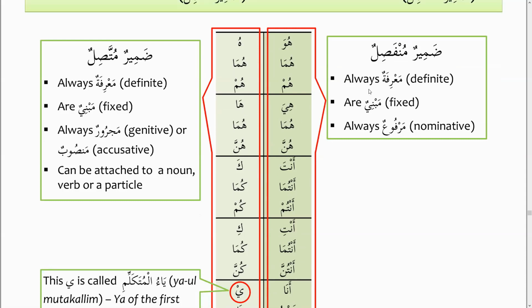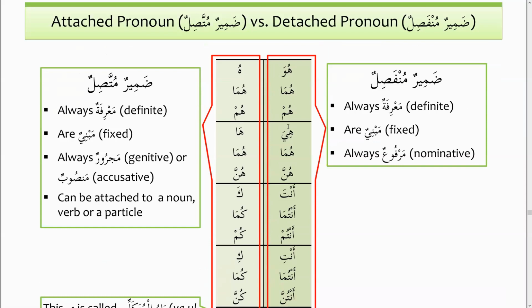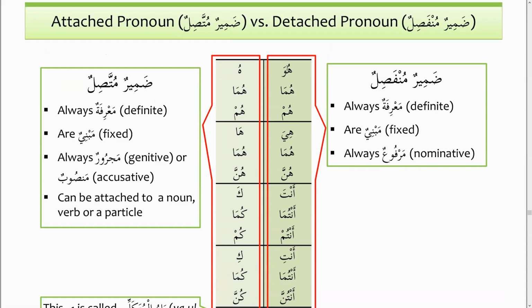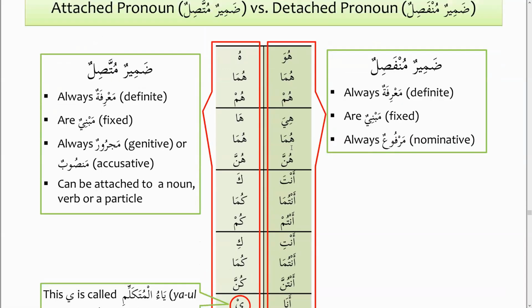They are always mabni. They are always fixed, right? They don't take dhamma. We don't say huwa, hu, huwi, and they don't take tanween. Okay, they are fixed, mabniyun, and they are always marfu. These are all marfu, although they don't have dhamma. But still they are marfu. Why? Because they're just mabni. They don't take fatha, dhamma, kasra, right? They have the fixed ending. They just have one type of clothes, one pair of clothes.